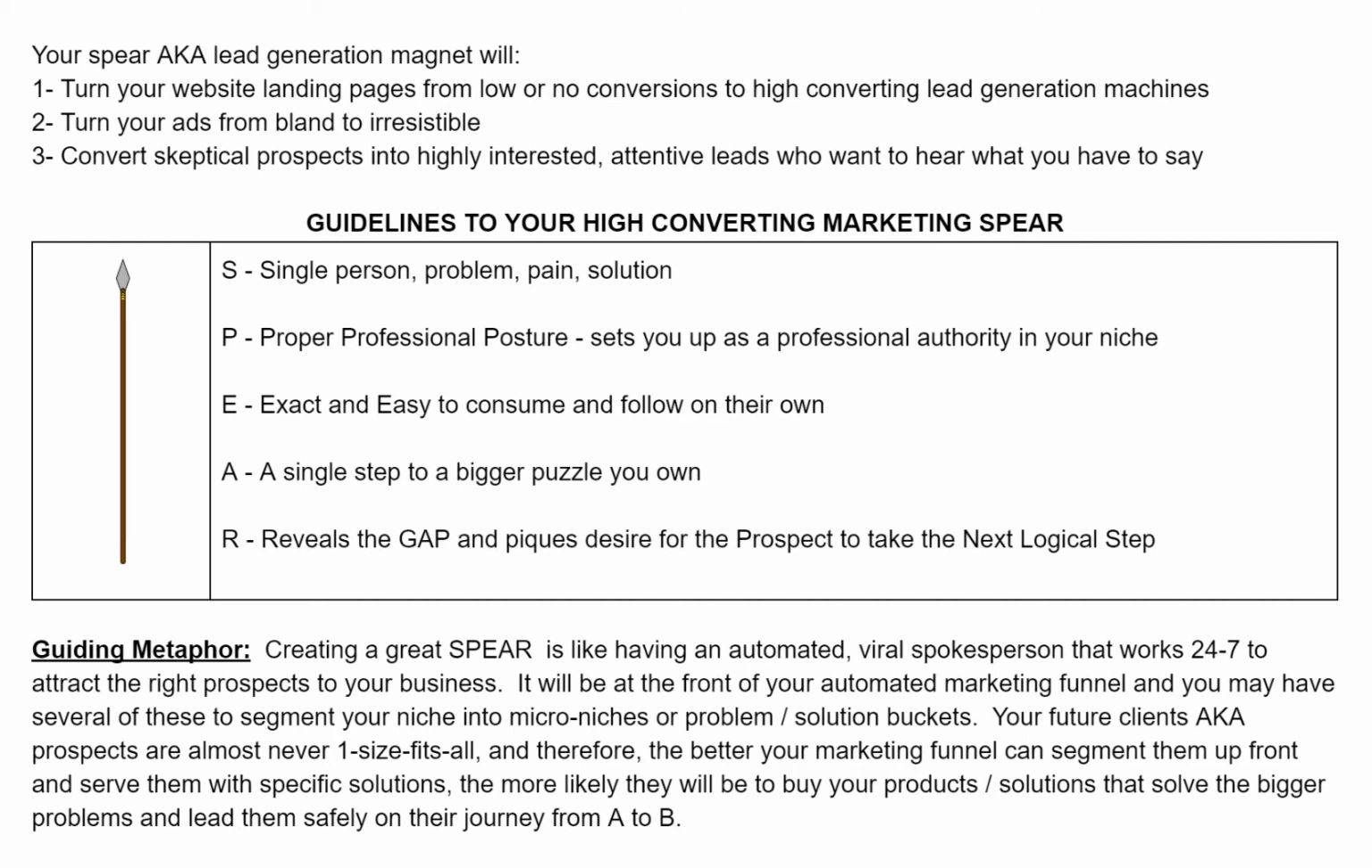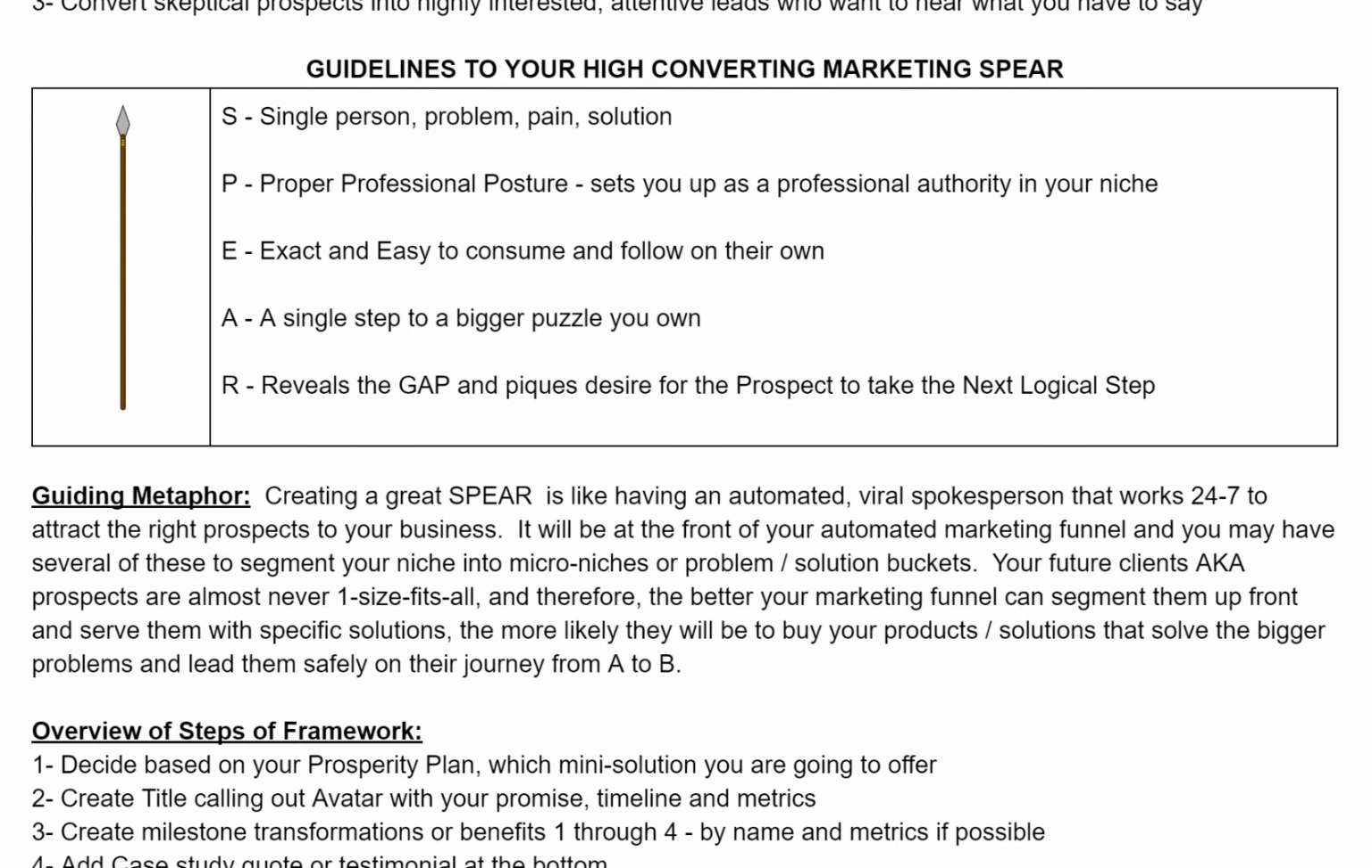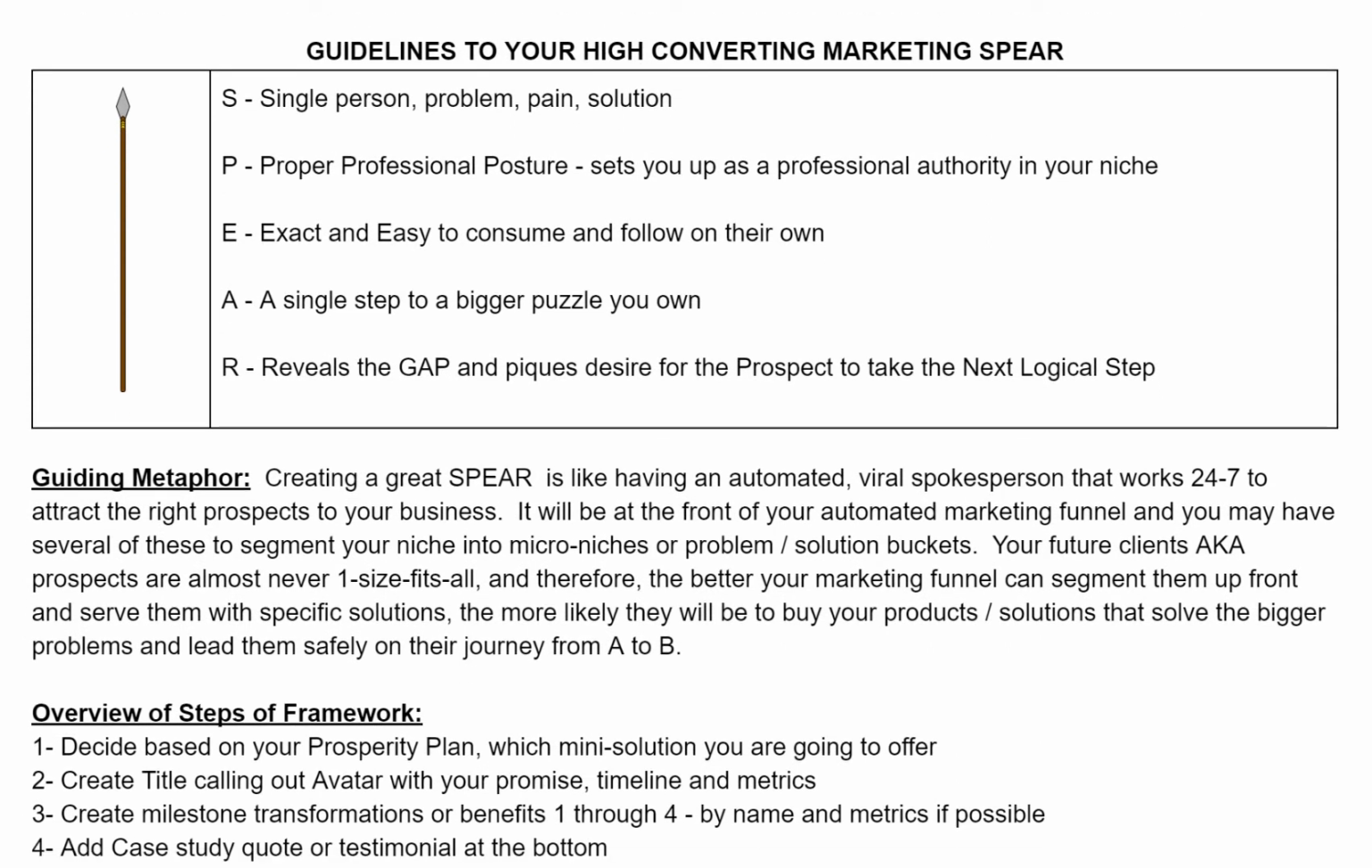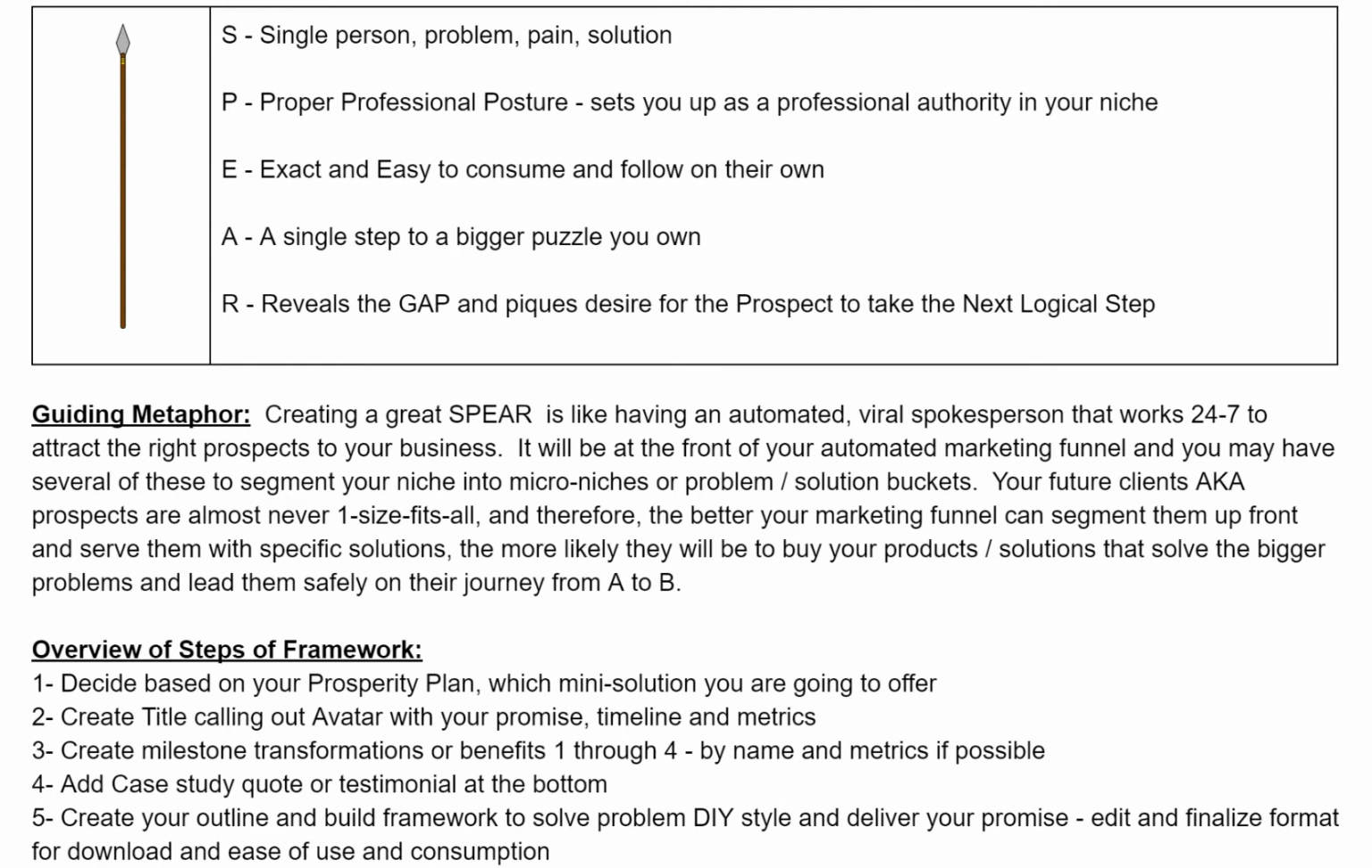A in SPEAR is a single step to a bigger puzzle that you own, and that bigger puzzle is your prosperity plan that you created in the previous frameworks. R is that it reveals the gap and piques their desire for the prospect to take the next logical step. So if you do this right, then the right people are going to want to take that next step, because they'll find out that your bigger solution, your prosperity plan, is the right fit for them, and if they can afford your solution, and if it's the right timing for them, then that person or those people will take the next step and purchase from you, whatever that conversion event is.